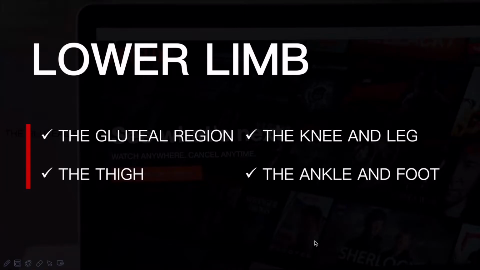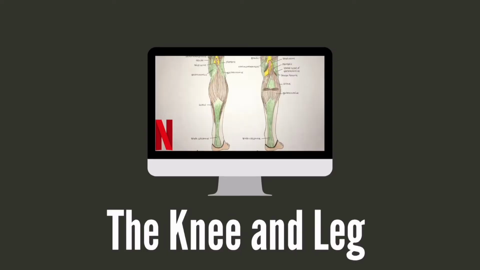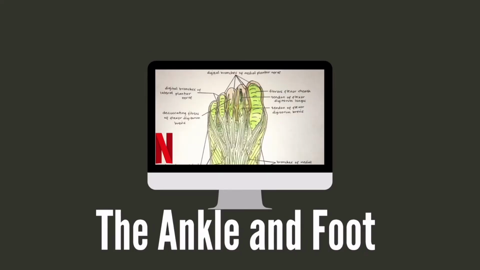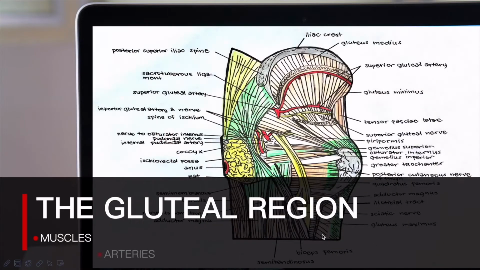The limb consists of the gluteal region, the thigh, knee and leg, and the ankle and foot. The first topic to be tackled is the gluteal region.